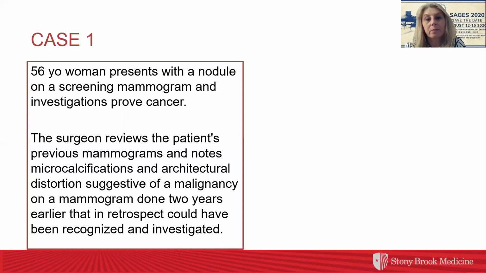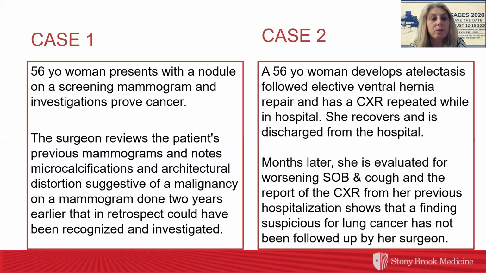It's not clear. In a second case, a 56-year-old woman develops atelectasis following elective ventral hernia repair, and a chest x-ray is done in the hospital. She recovers and is discharged home from the hospital without incidents. However, months later, she presents with shortness of breath and cough, and a report of another chest x-ray from her current investigations showed potential for a nodule, and review of the previous chest x-ray shows that a finding of the suspicious lung cancer has not been followed up by her surgeon. Is this negligence?